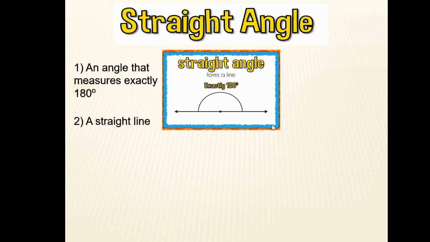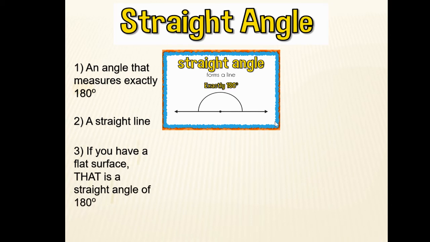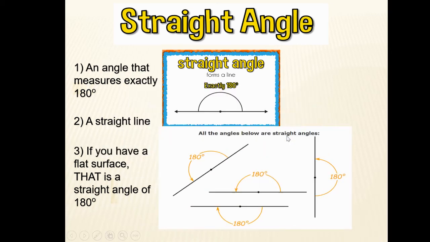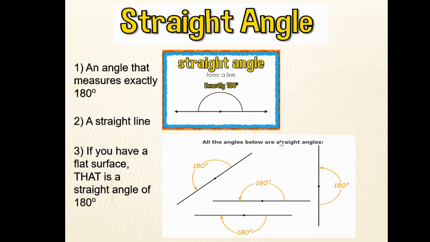It's just that simple. And if you have a flat surface, you guys, if you're working at home on a desk, if you're hanging a picture on the wall, if you're looking at the ceiling, you are working with and dealing with a straight angle because it's a straight surface, a straight line that measures 180 degrees. So here are a few examples of some of those straight angles. So guys, as you can see, all of these angles, they measure 180 degrees.